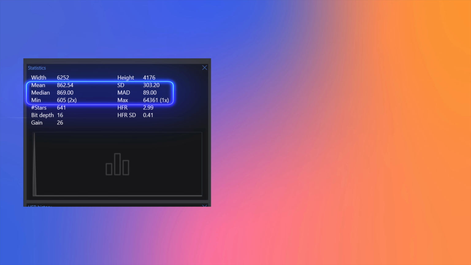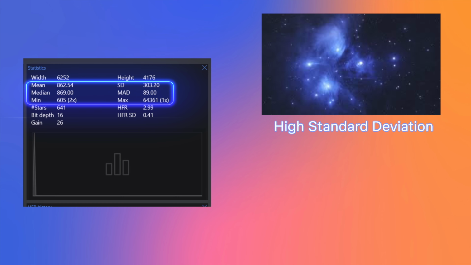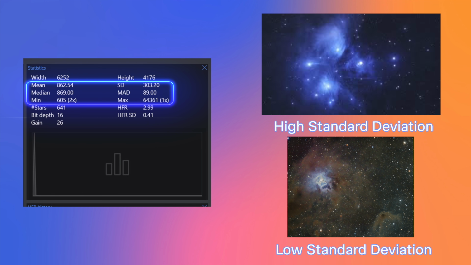Next, we start digging into the more complicated stuff with SD, or standard deviation. And that shows how spread out the pixel values are. So a higher standard deviation means more variation. In other words, possibly you've got lots of bright stars in the image, but maybe a dim nebula signal. So a wide, high standard deviation in an image might look like this, whereas a low standard deviation might look like this.